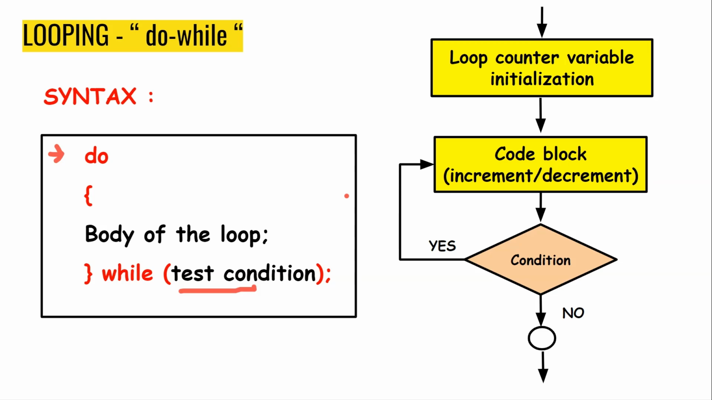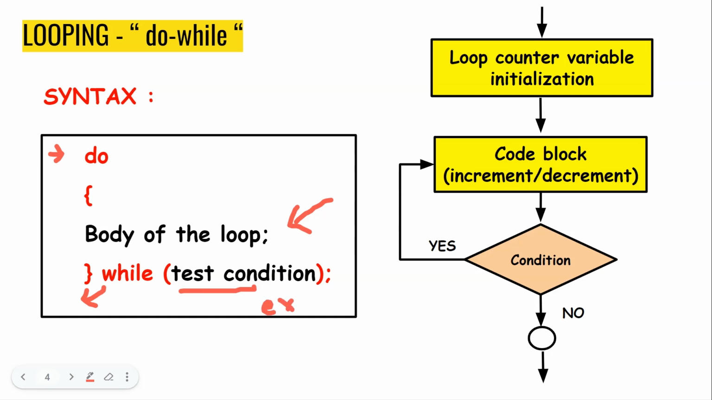Whereas in do while loop, the body of the loop will be executed at least once first, and then only it will test the condition. If the condition is true, again it will continue with the body of the loop. When the condition becomes false, it will come out of the loop. So since the test condition is present at the exit, we call it an exit control loop.